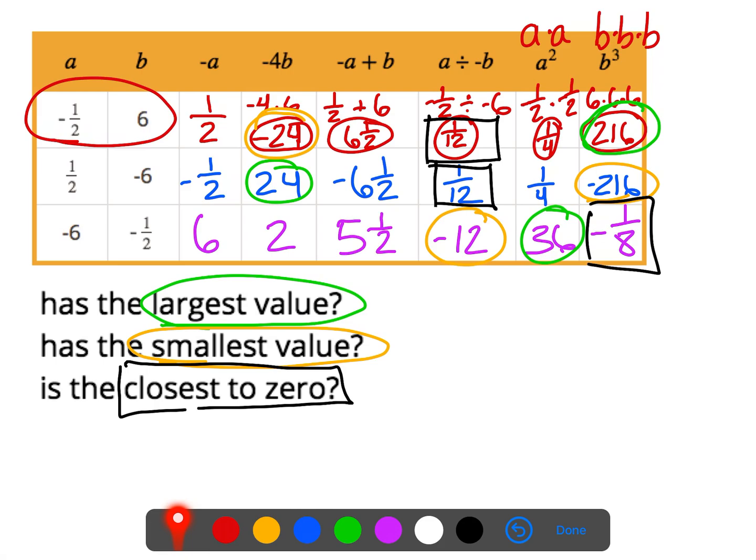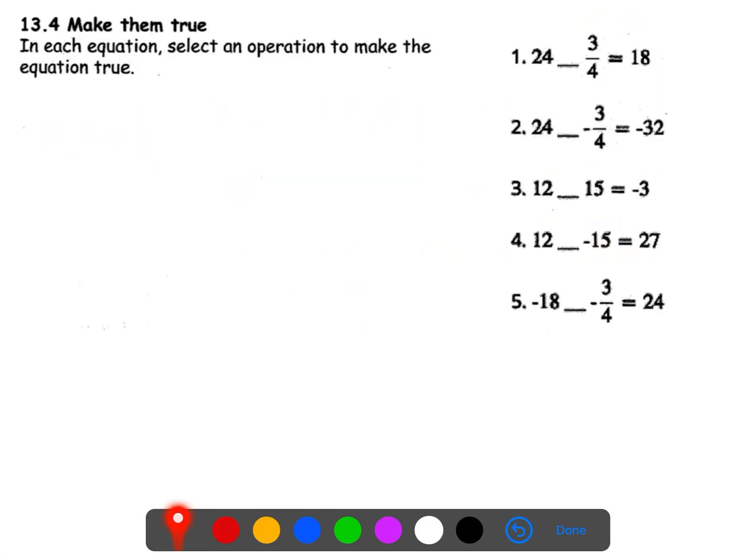Let's continue on. I don't want to make this video too long. Let's look at this next example. So we need to select an operation to make the equation true. Now, what we have to see here is what's happening. So we are starting with 24. Our result to our equation is less than 24. We're decreasing the value of 24. So in order to do that, we would need to multiply.